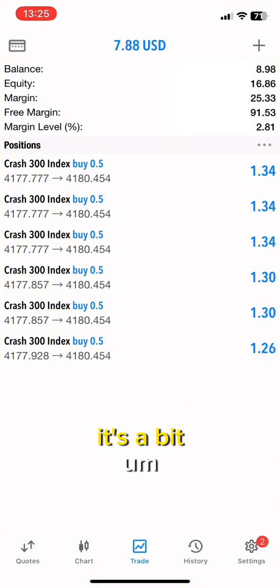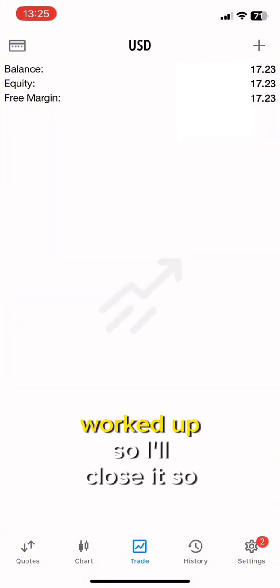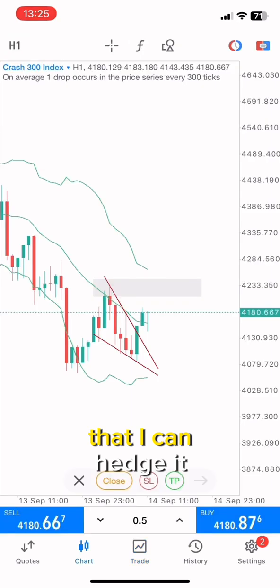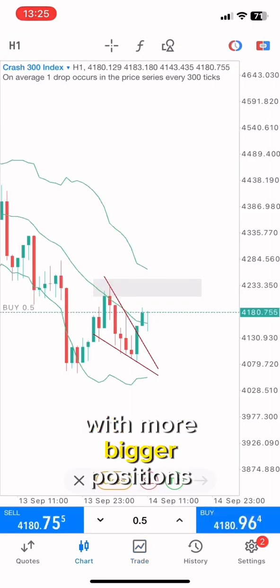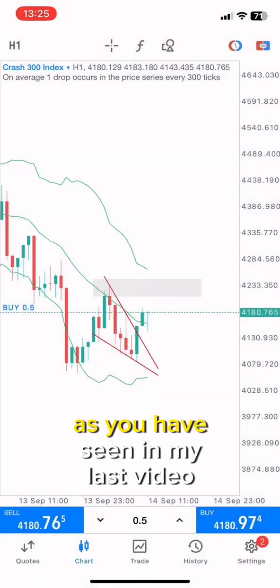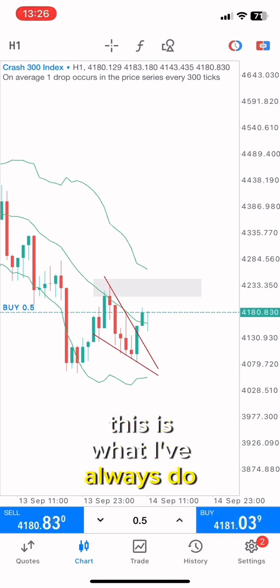It's a bit worked up, so I'll close it so that I can hedge it with bigger positions. As you have seen in my last video, this is what I always do.